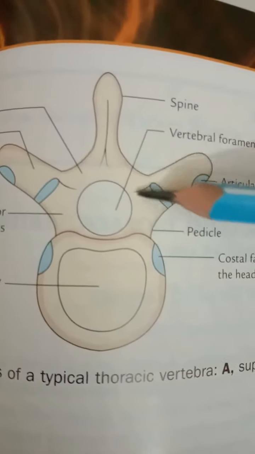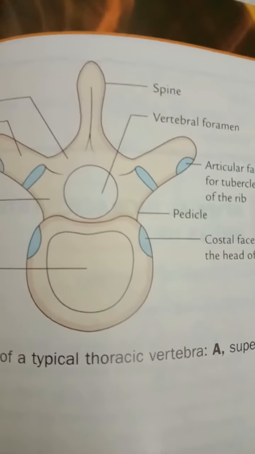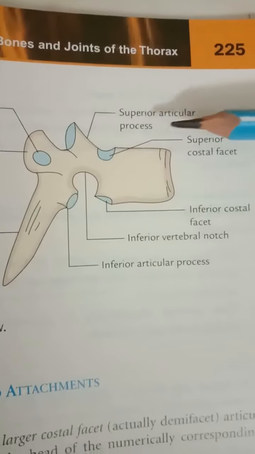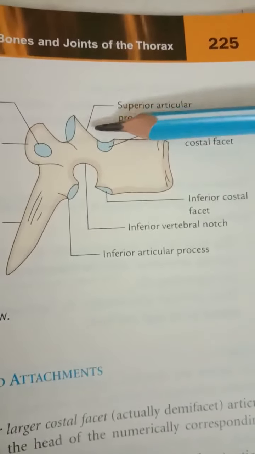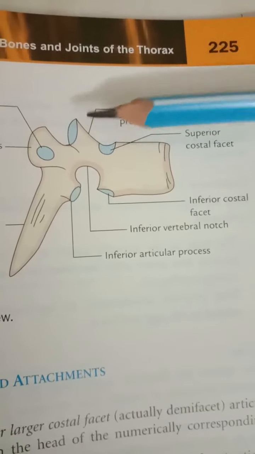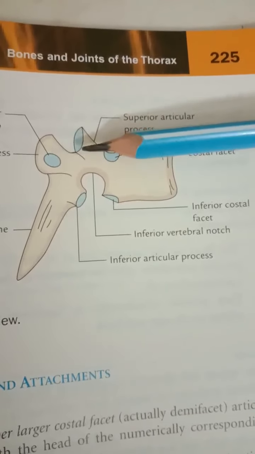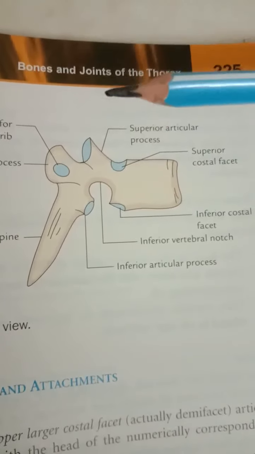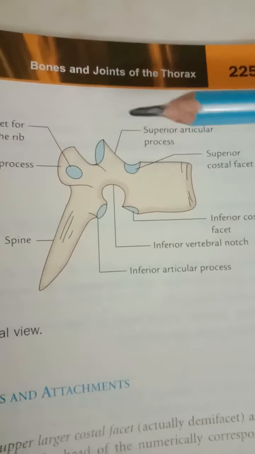Then the lamina, which you can see in this diagram. The laminae overlap each other from above. Then the superior articular process, this one. It projects upwards from the junction of the pedicle and the lamina. The articular facet is flat and directed backwards, a little laterally and upwards. This direction permits the rotatory movement of the spine.